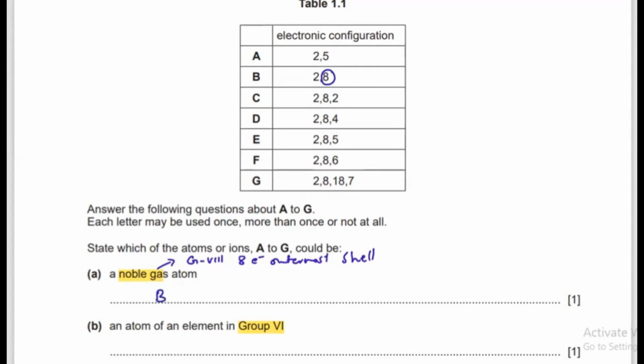So B. An atom of an element in group 6. The group number of an element is linked with the number of electrons in the outermost shell, or valence electrons. So if you look at the valence electrons, group number is equal to the number of valence electrons. Group 6 means the element must have 6 electrons in its outermost shell. As you can see in F, there are 6 electrons. So F is the answer.